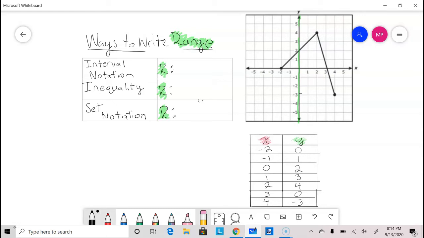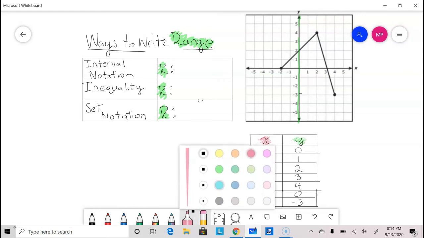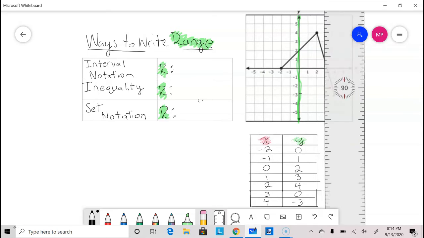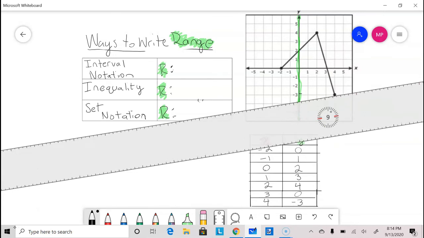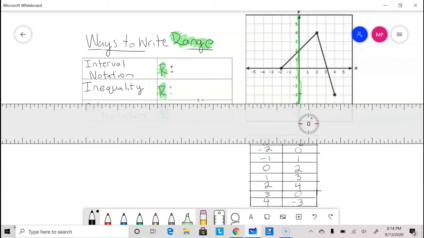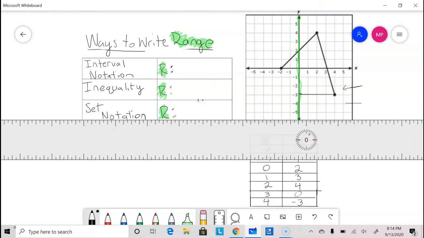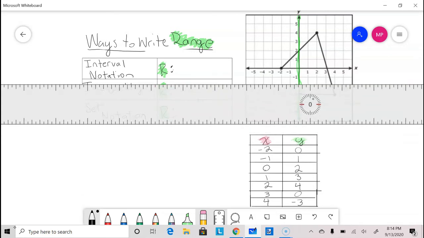So you'll notice I color-coded it with the green along with the y-axis. So now we're going to be looking for the lowest y value and the highest y value. So remember, we're looking up and down. You'll notice that none of the points for the lowest and the highest cross the y-axis, and that's okay. So what we're going to do is find the lowest point, which is right here, and draw a line to the y-axis to figure out what our lowest point is. So if we draw a line across, we see -3 is our lowest.